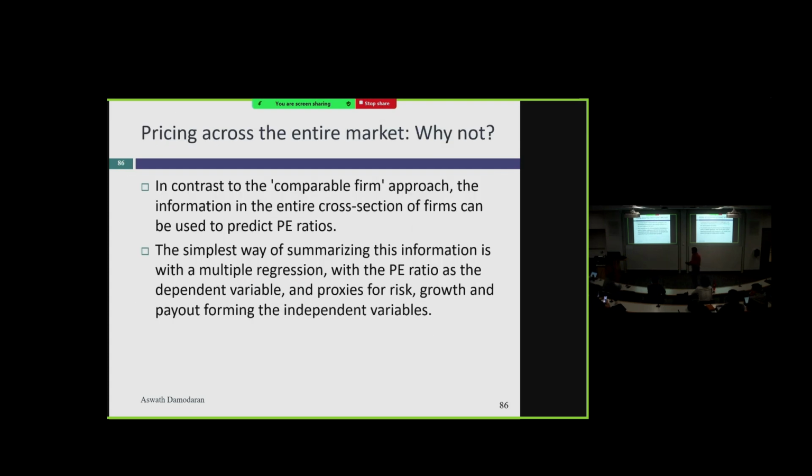Now, if I can control for differences in cash flows, growth, and risk, I'm no longer constrained to stay with a sector. I can compare stocks across the entire market. What do I gain by doing it? Much larger sample size, right? From a statistical standpoint, it's better to have a regression with 2,000 companies than 100.